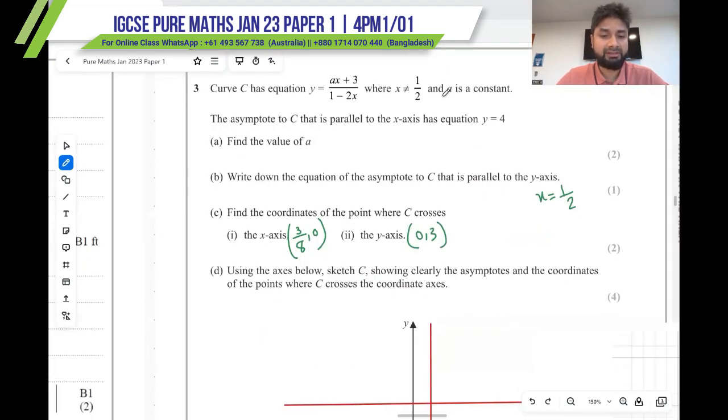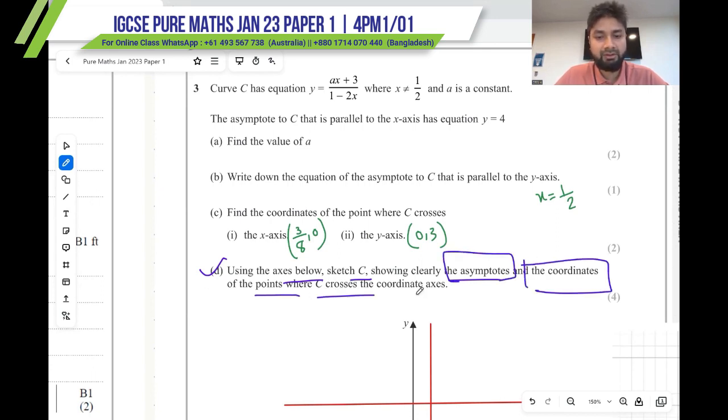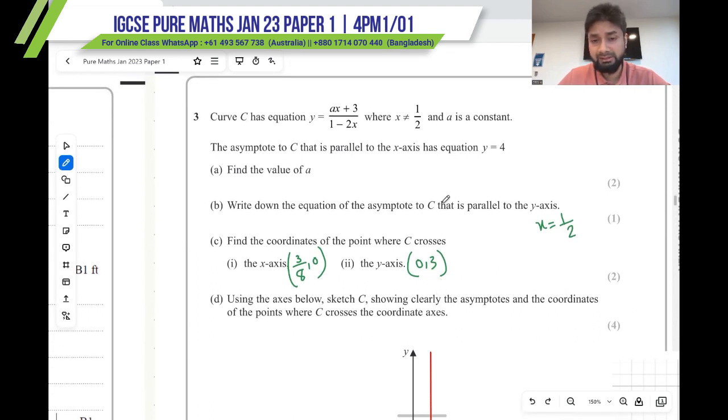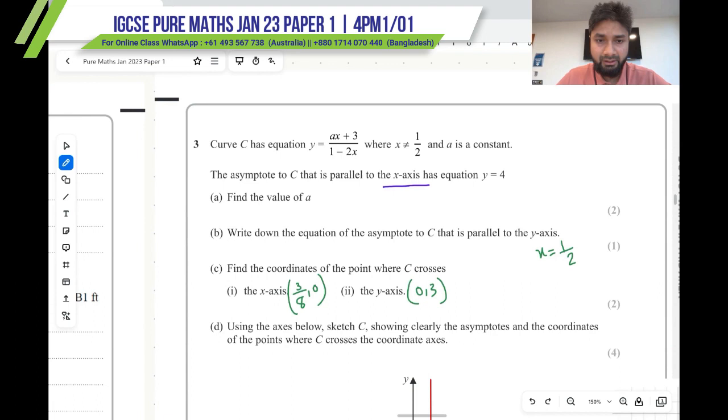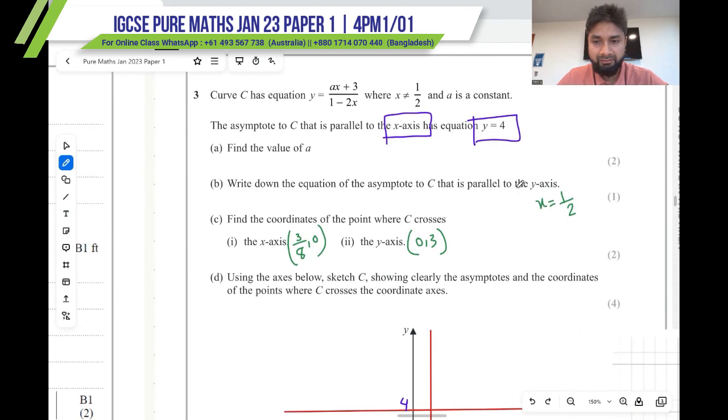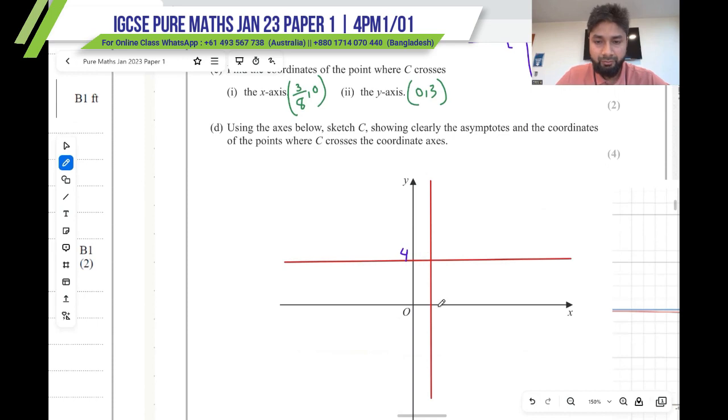Let's move to the final question, where it says, using the axes below, sketch C showing clearly the asymptotes and the coordinates of the points where C crosses the coordinate axes. Now we have all the information required to sketch this graph. We have the equation for the asymptote parallel to the x-axis, which is y equals 4. So from 4, we draw the line parallel to the x-axis. We also have the asymptote parallel to the y-axis, which is x equals half. So this one should be x equals half.